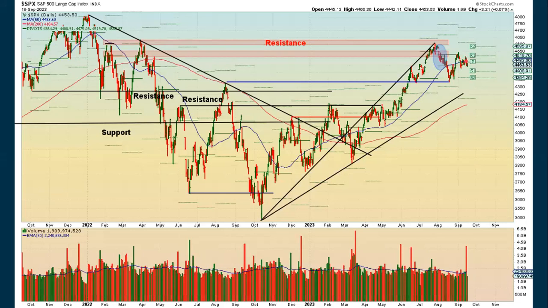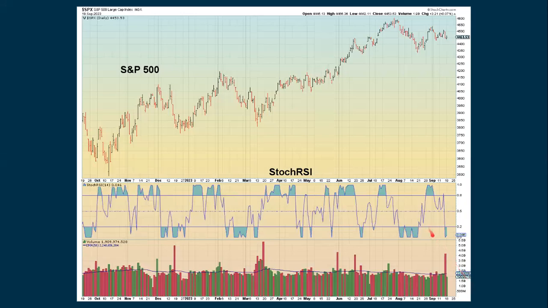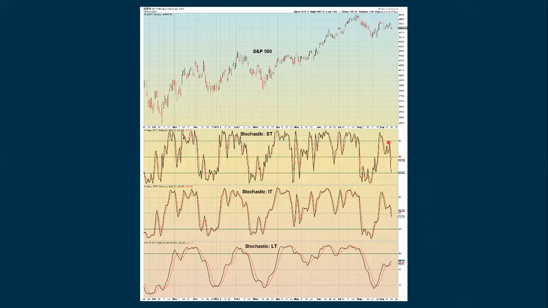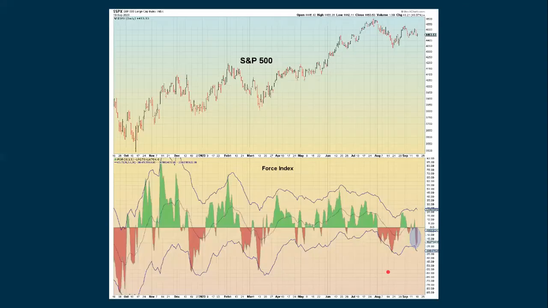We've been chopping above and below it, and it's going to take some real conviction for the market to determine what it wants to do. Then down below, we see where volume really dropped to below average. The Stochastic RSI is still extreme negative, and our stochastics are going lower in the short term, turning more negative in the intermediate short term, and we're still looking positive in the long short term.